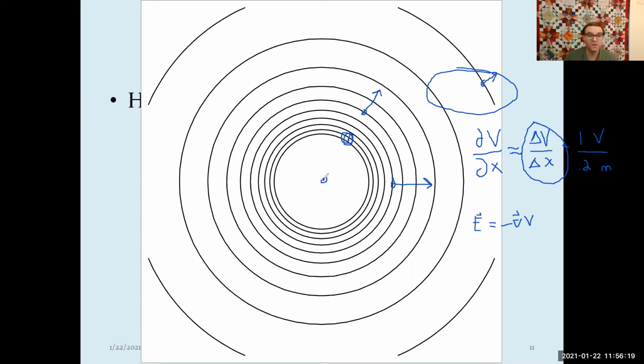If I'm really close to this point charge in here, then I'm going to get a really large electric field. The equipotential lines are going to be close together. If I'm really far away, they're going to be spaced out. All right, that is how we can go back and forth between electric fields and electric potentials. We've covered both directions in class this week. We'll see if we can try this out in a couple of different situations.